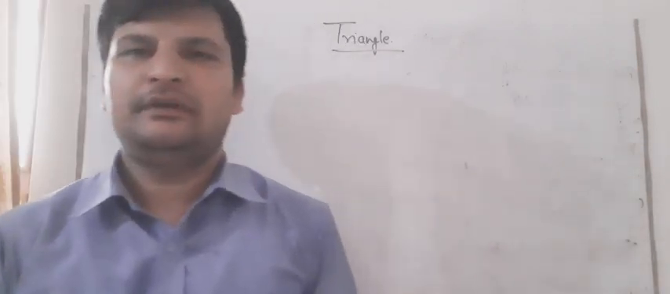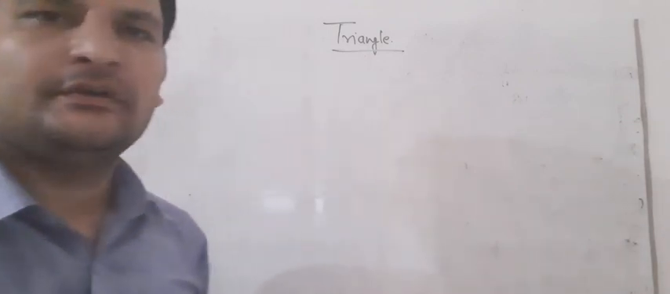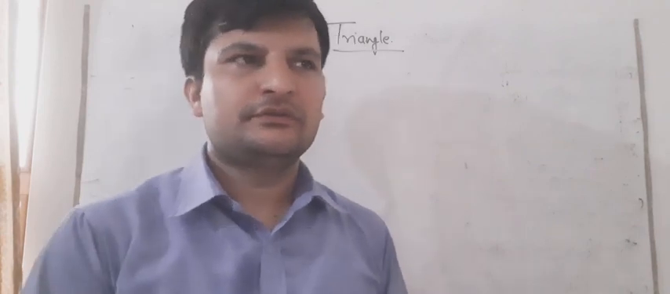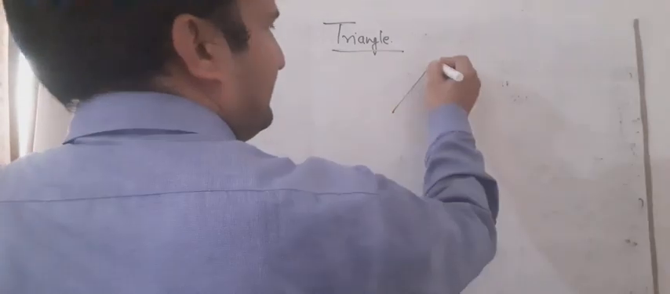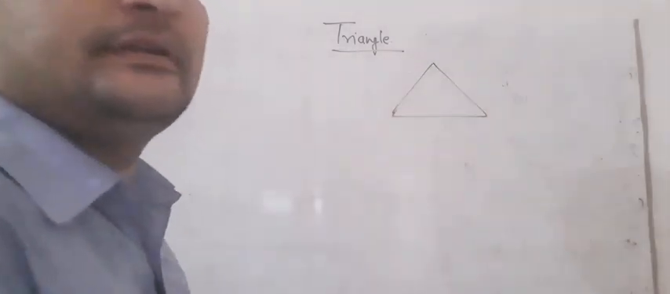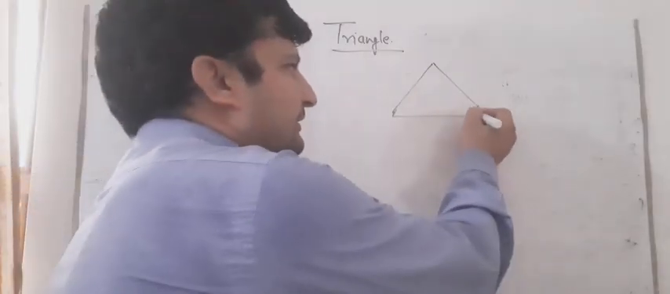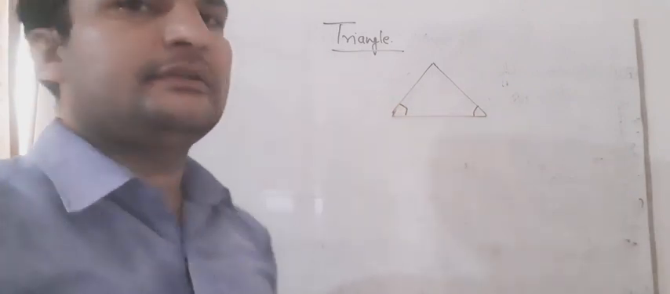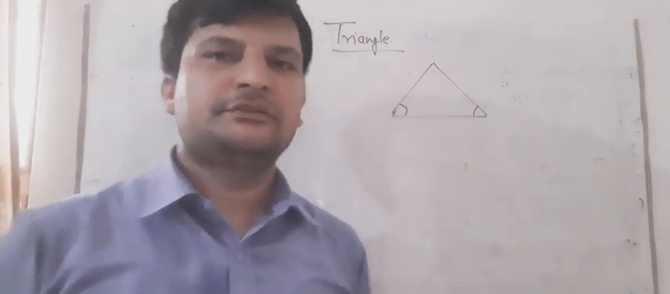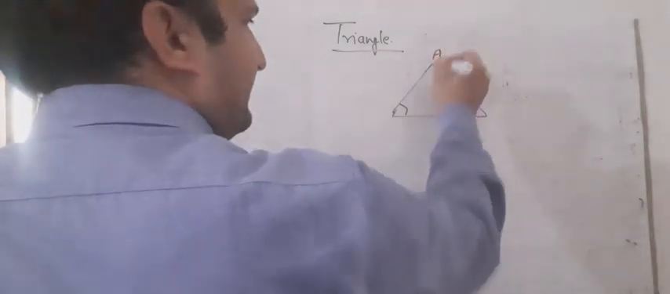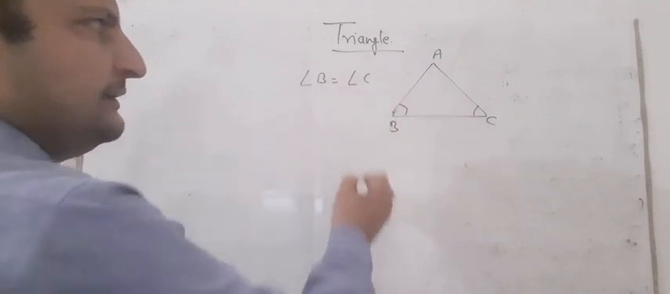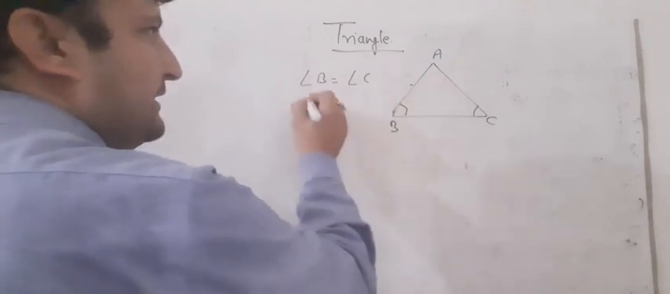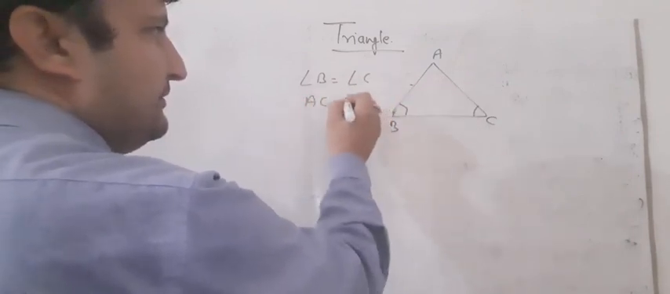Now students, we have seen that when two sides of an isosceles triangle are equal, the opposite angles are also equal. Similarly, we can say the converse: if a triangle is like this and the two angles are equal, then the sides opposite are also equal. So we can say that in ABC, if angle B is equal to angle C, then the side opposite angle B, AC, is equal to AB.